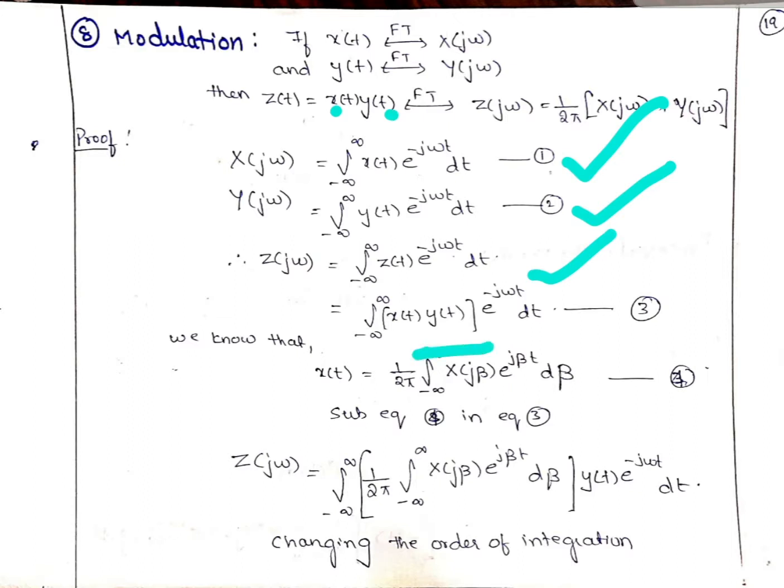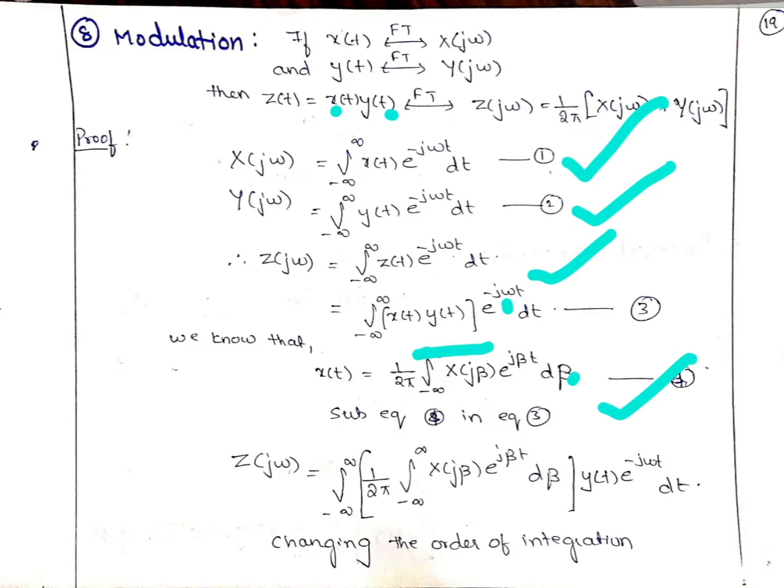Now we know the equation x(t) = 1/2π ∫ from −∞ to +∞ of X(jβ) e^(jβt) dβ. So this is nothing but, already we have omega, that's why we are taking beta in order to differentiate it. Now this is from the definition of the Fourier transform, which is the first equation we have taken.